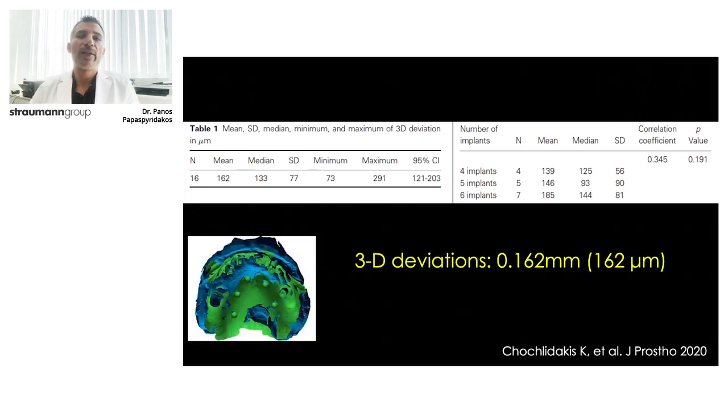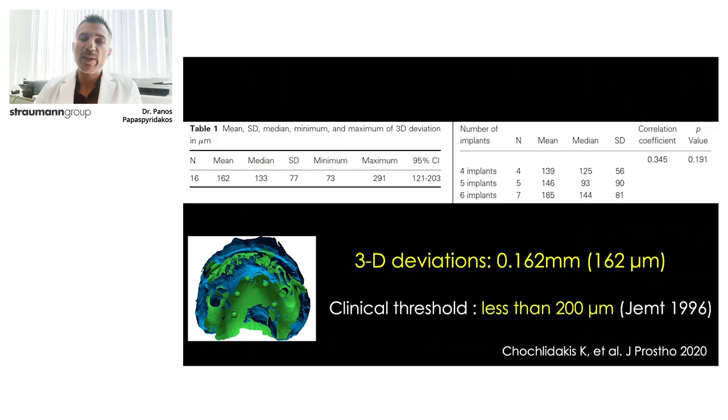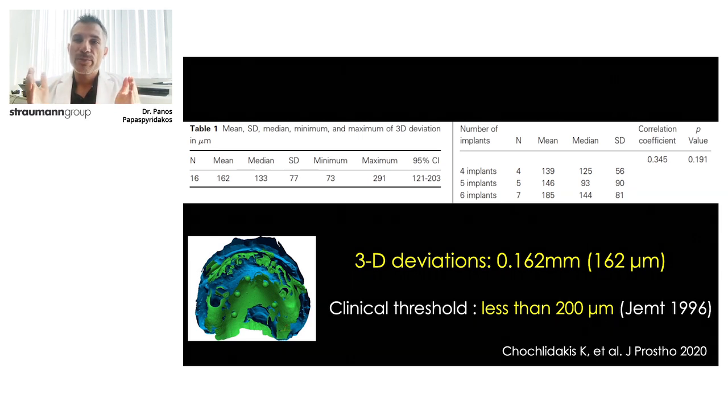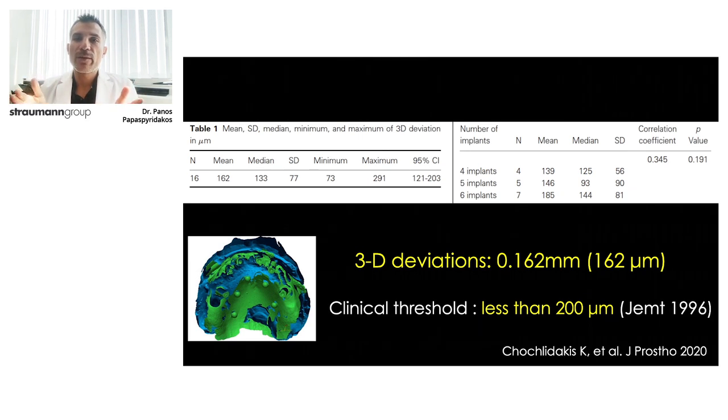Here are the results with standard deviation, mean, minimum, and maximum figures. The total cumulative three-dimensional deviations were about 160 microns. And that is within the clinical threshold reported by GEMT of 200 microns. We know that everything that has less than 200 microns of deviation is clinically acceptable. That was the threshold reported in the literature regarding clinically acceptable fit. So, digital and conventional impressions, similar accuracy, deviations are within the threshold for clinical fit.